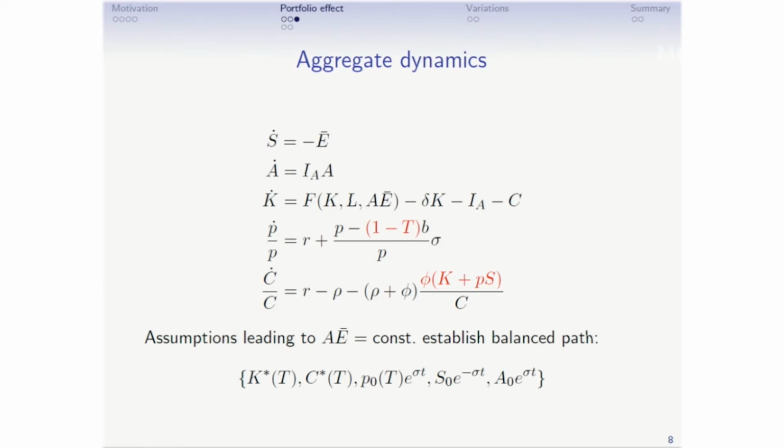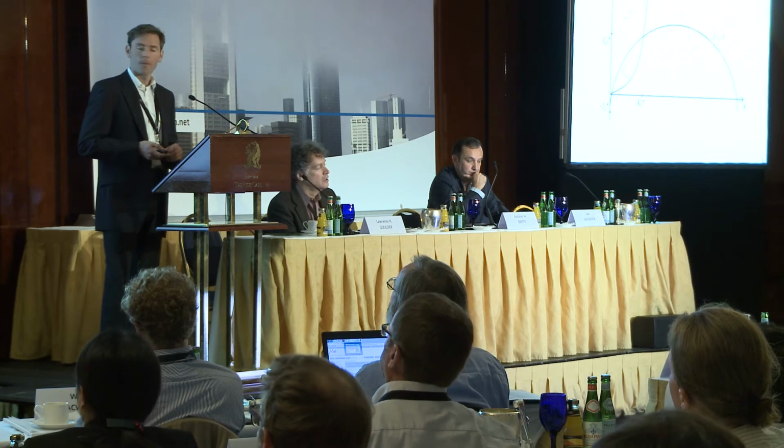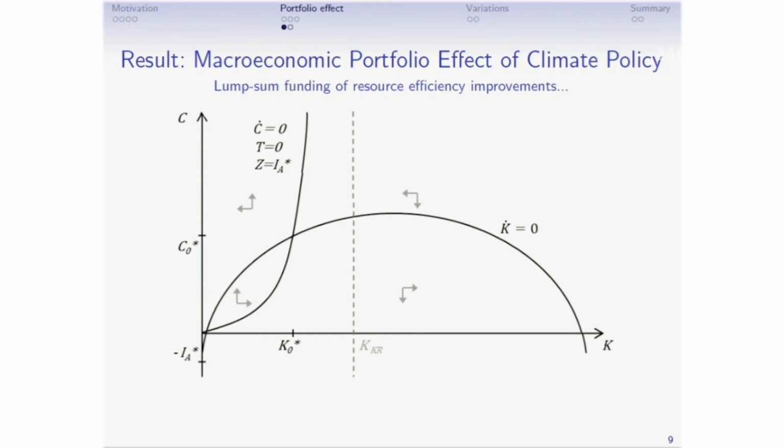Okay, and now I'll compare the two cases where R&D is funded by lump sum taxes or funded by auctioning permits. And the two crucial equations for that are the K and the C equation on this slide. And I'll just show you a graphical analysis of this. So here the parabola denotes the curve where capital growth is zero, and the hyperbola is the curve of zero consumption growth. And the intersection of the two curves, of course, is the steady state level or the balanced path level of consumption and capital. And the dashed line denotes the Keynes-Ramsey level of capital.